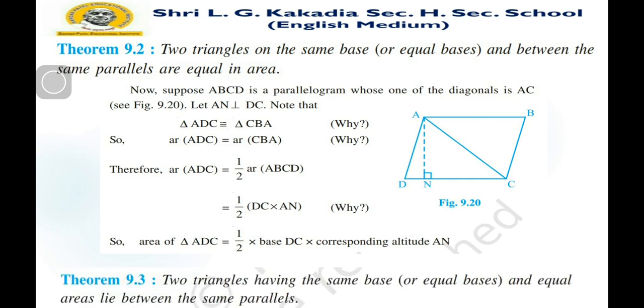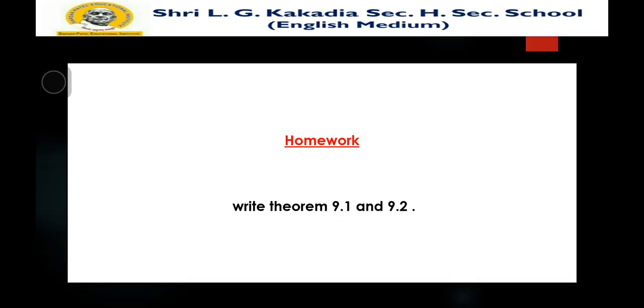So in theorem number 9.3, its converse is that two triangles having the same base and equal areas lie between the same parallels. So by this way, just write theorem number 9.1 and 9.2 two times and try to remember them. And related to these properties, there may be some one-liner or MCQ type questions asked in the exam.